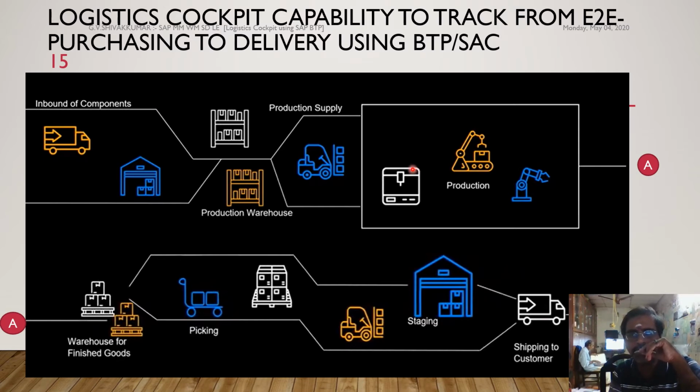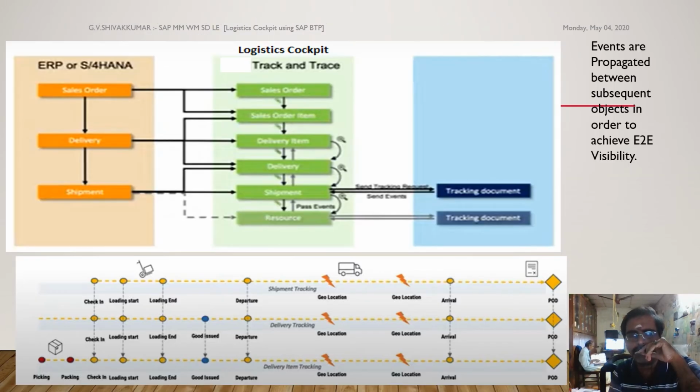This is the overview of the logistics process. Okay, I explained it through the diagram. I hope it is very useful. So here events are propagated between the subsequent objects in order to achieve end-to-end visibility. What visibilities can we get?